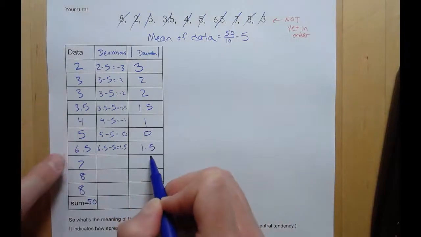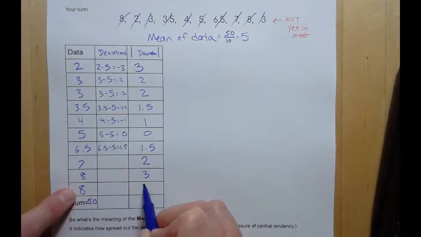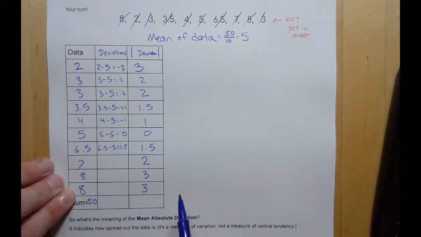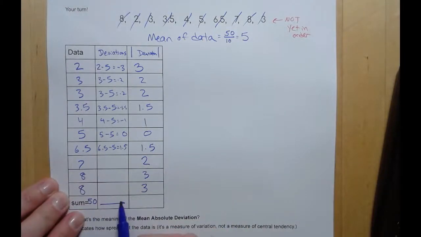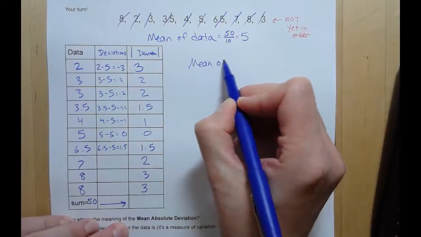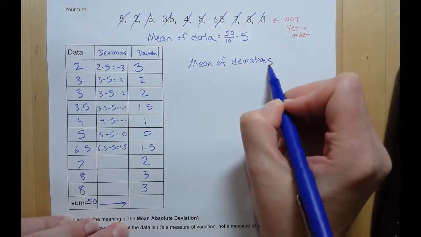All right. 7 is 2 away from the mean, this is 3 away from 5, and this is also 3 away from 5. So I skipped those calculations. All right, so these are our deviations, and now we're going to write the sum of all of these deviations. So the mean of the deviations we'll be able to calculate in just a moment.